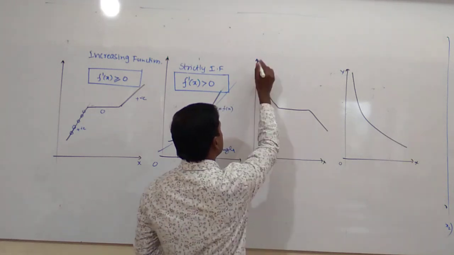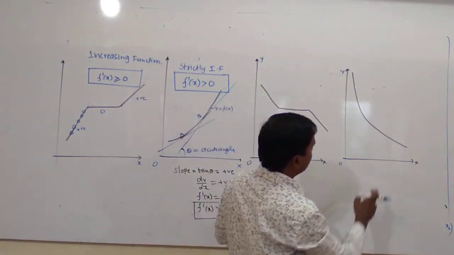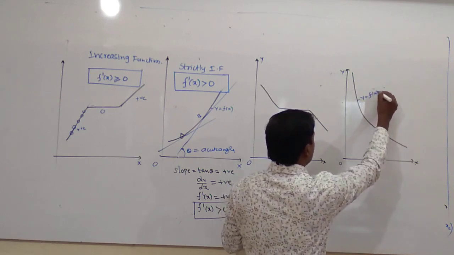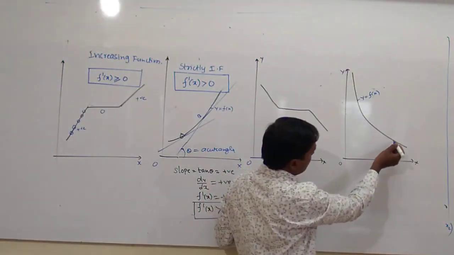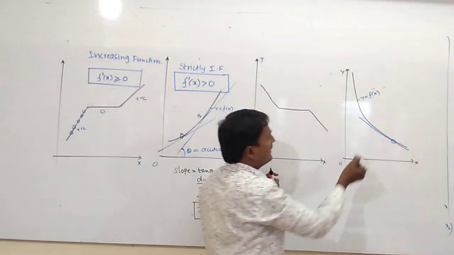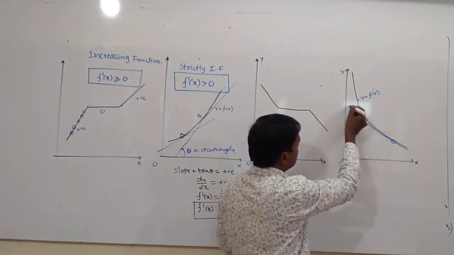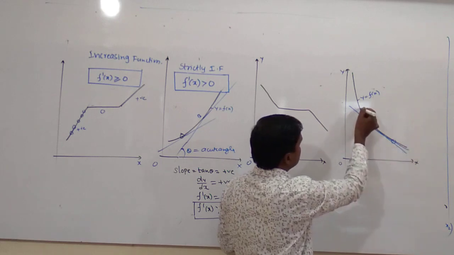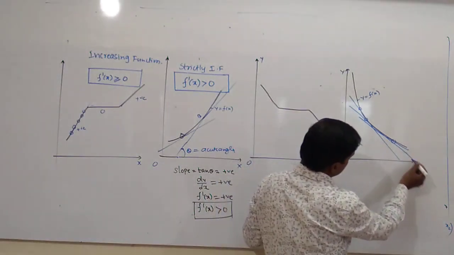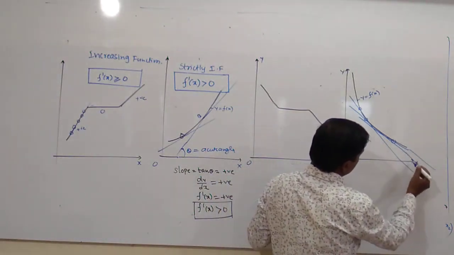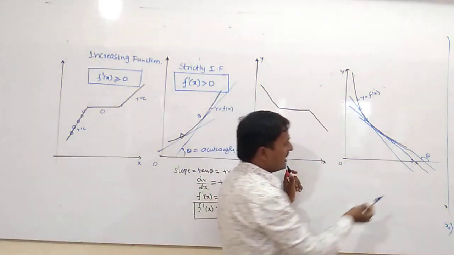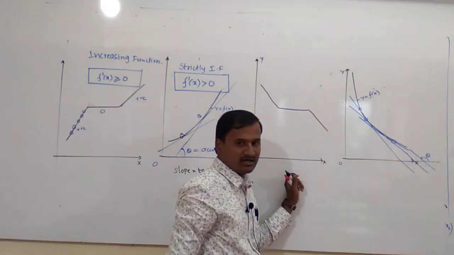So here it is the x-axis, here it is the y-axis. See here, if you want to draw a tangent to this curve y equal to f of x, suppose I draw a tangent at this point, you get a line like this. If I draw one more tangent at this point, again you get a line like this. Here you should observe all these lines: they all make an angle theta, and this theta is an obtuse angle.